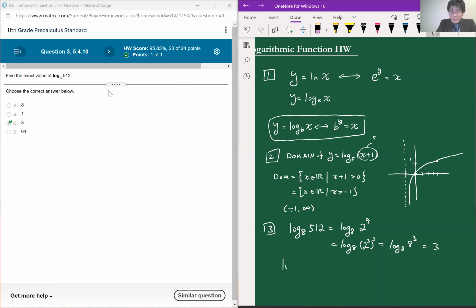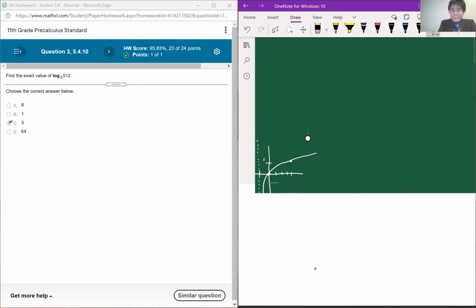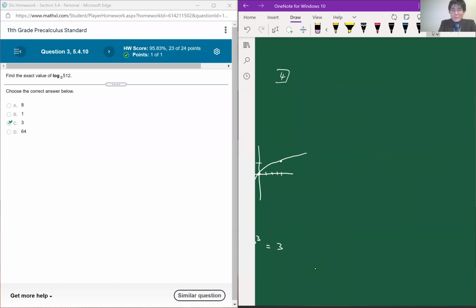So we are using the fact that log of base b of b to the power of x is equal to x, because by definition, the log is inverse to the exponential function. So log of base b of b to the x is always equal to x. Yeah, please memorize 2 to the power of 1 through 2 to the power of 10, so you can solve this one quickly. Okay, move on to the next problem.